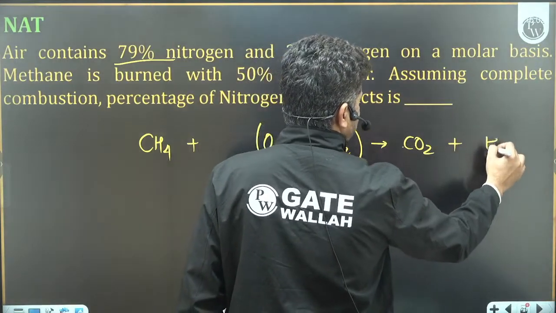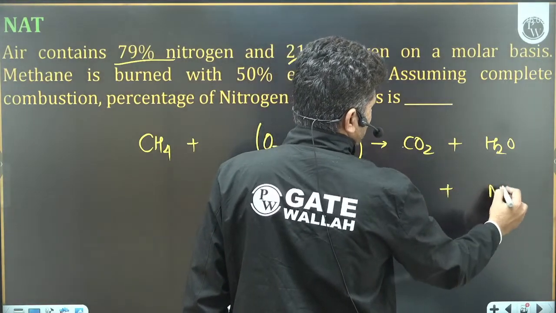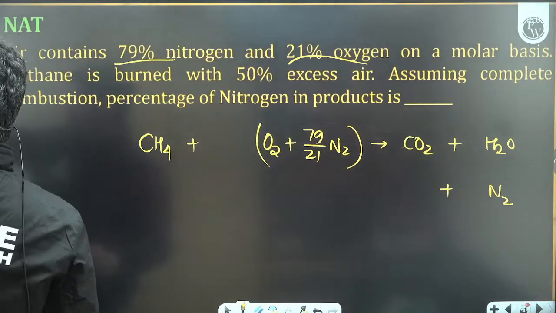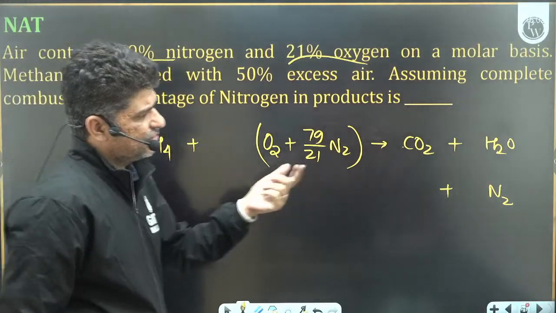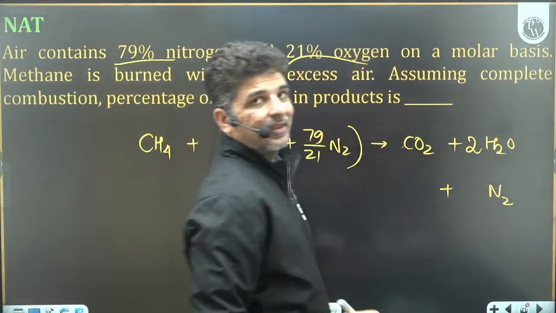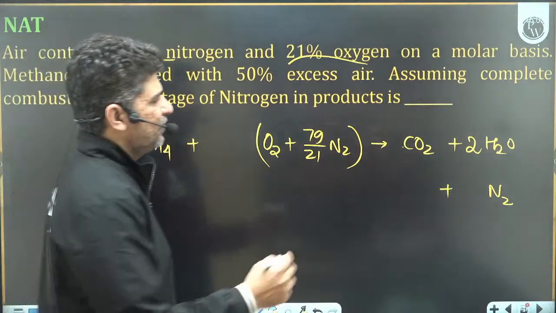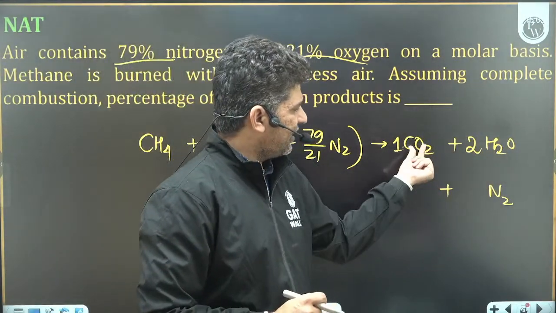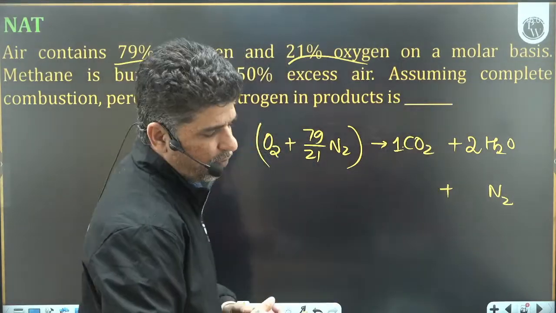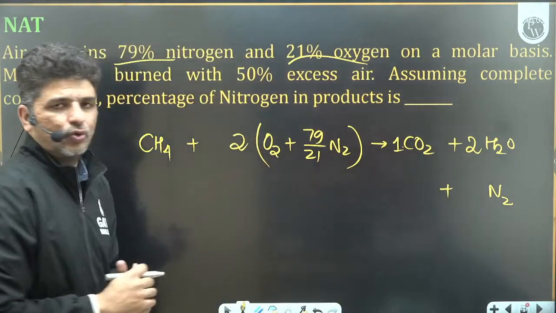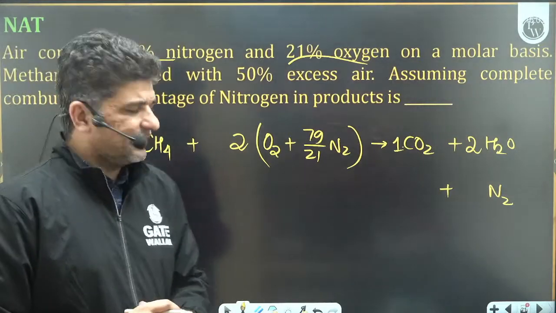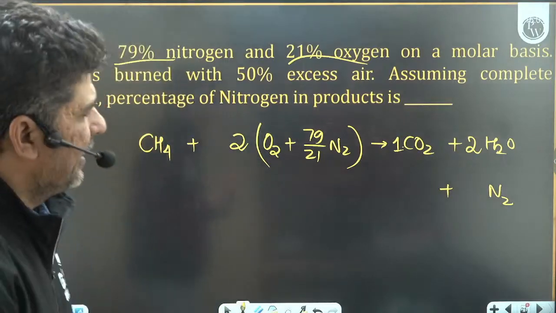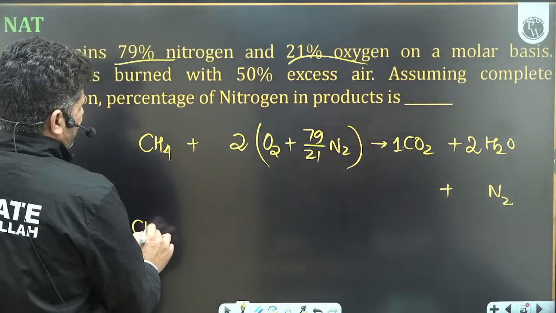So CO2 plus H2O plus nitrogen. Since it is CH4, you have 4 hydrogen atoms, so you will have 2 moles of H2O. Then you have 1 carbon, so you will have 1 mole of CO2. Now the remaining oxygen: 2 oxygen over here and 2 oxygen over here, total 4 atoms of oxygen, so you will have 2 O2. But now he says this is the stoichiometric, but not only stoichiometric, the methane is burned with 50% excess air.